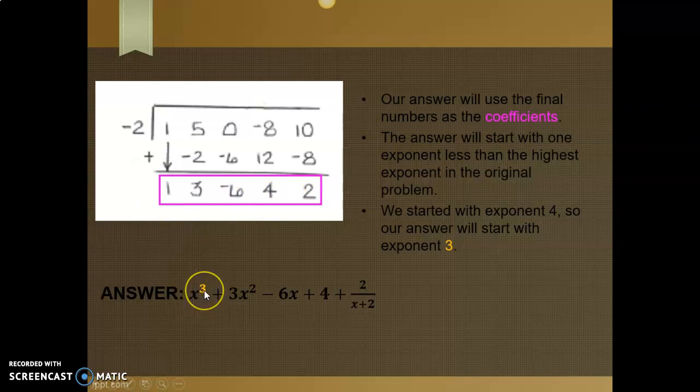We'll have x cubed. 3, x squared. Negative 6 would be minus 6x plus 4. The last number is always going to be your remainder. And remember, we write our remainder over our divisor, and that was x plus 2.